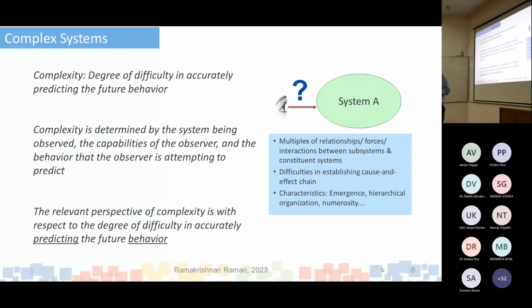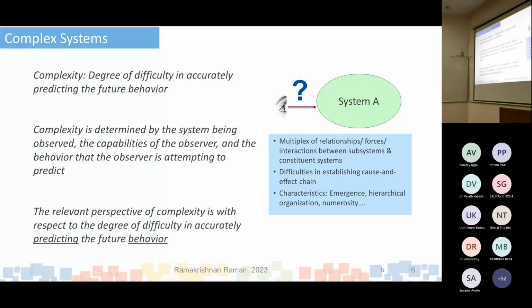Look at this figure. When you look at complexity, there are three parts. One is the system that's being observed. Then there's the capability of the observer. And then there's the behavior the observer is trying to understand or predict. For me, something may be very complex, but for someone else it may be easy, so the capability of the observer comes into play. And any system is going to exhibit multiple behaviors. Some behaviors I'll have a better understanding of, and I can say this is what is going to happen. Some behaviors are not very difficult to predict. For example, human behavior: at some point in time it is kind of predictable, but at some point in time it is not easy to predict what the human behavior is.